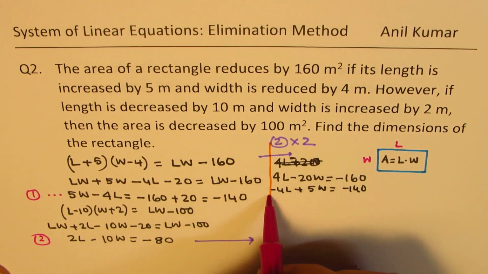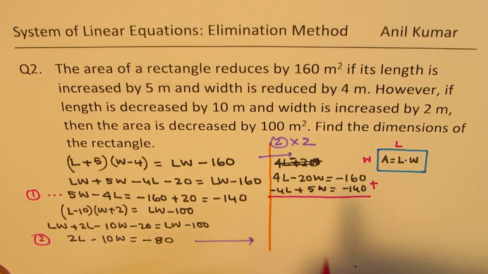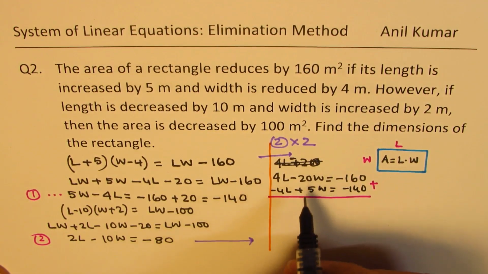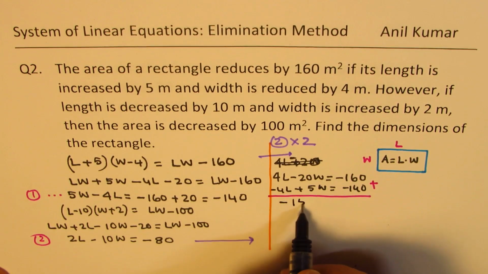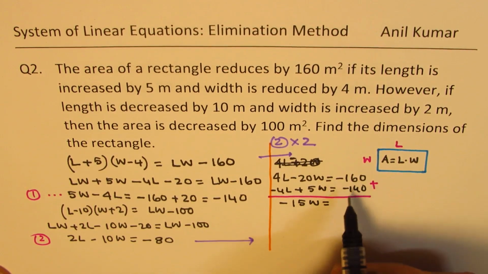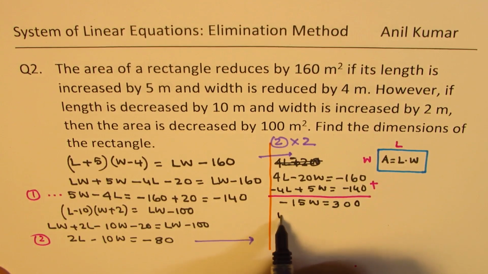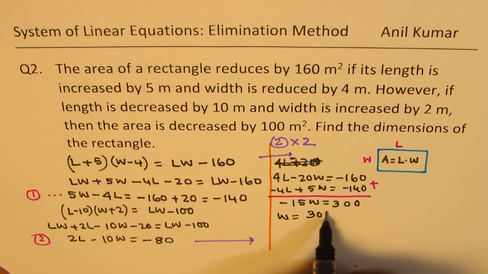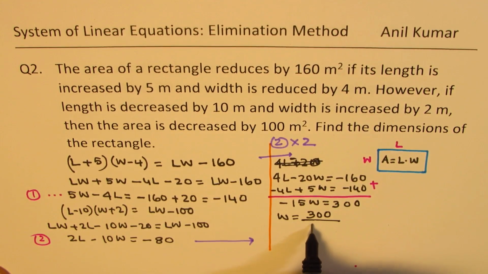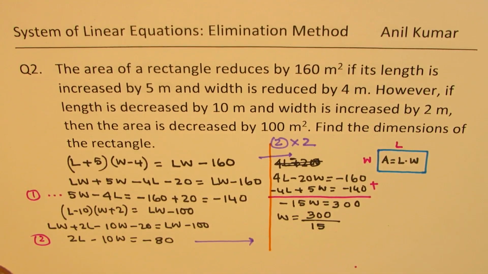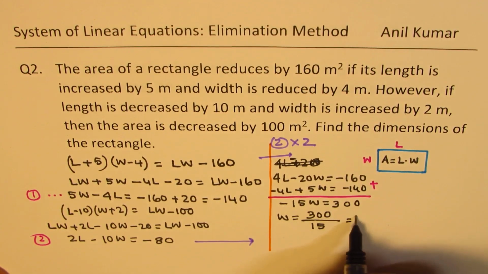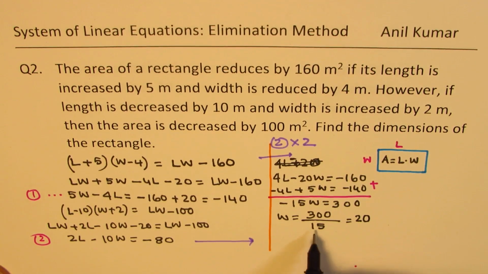Now we can eliminate L by adding them up, right? So if you add them up, you get minus 15W equals 300, correct? So the width basically is 300 divided by 15, which is equal to 20. So width is 20 for us.